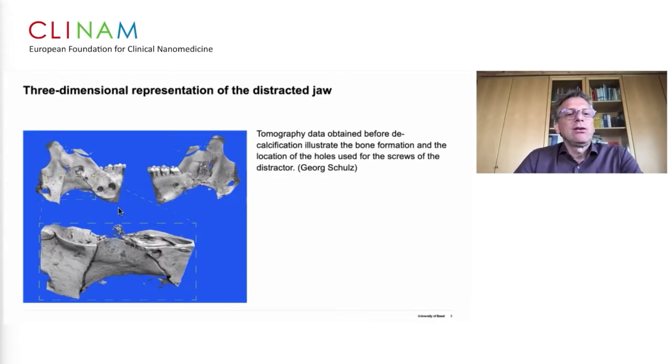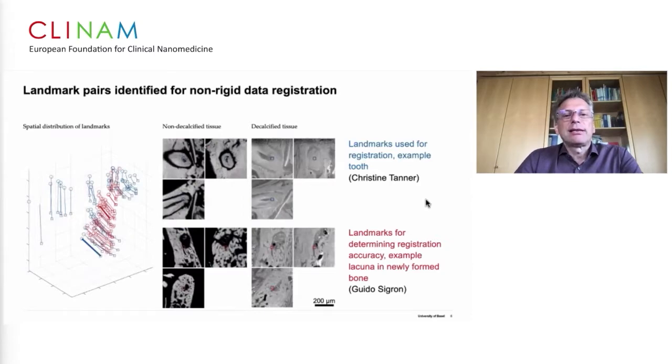But for the histology, we need to decalcify the tissue, and therefore the bony structures as well as the teeth are not seen as well as before. For that purpose, Christine Tanner, a computational scientist, and Guido Sigron, also a craniomaxillofacial surgeon, have worked together to identify landmark pairs. That means pairs that come from the non-decalcified tissue visualized with our laboratory-based microcomputed tomography and the decalcified tissue that we have visualized at the synchrotron radiation facility in Hamburg at the Doris storage ring. What you can clearly see here is a tooth cut in the 3 orthogonal directions. And Christine has looked for the landmarks in the non-decalcified and decalcified tissue. And you see that it is relatively easy to find them.